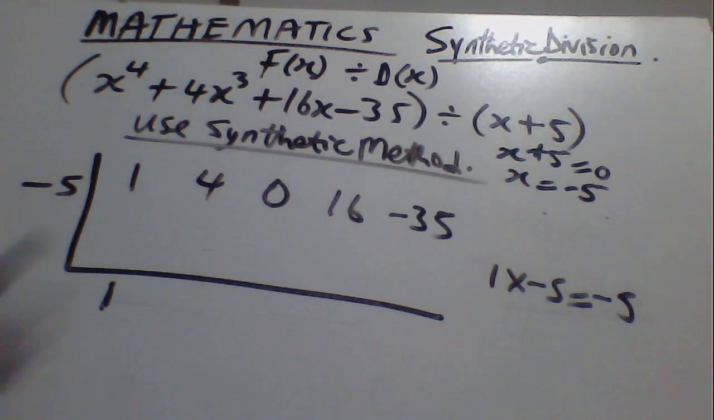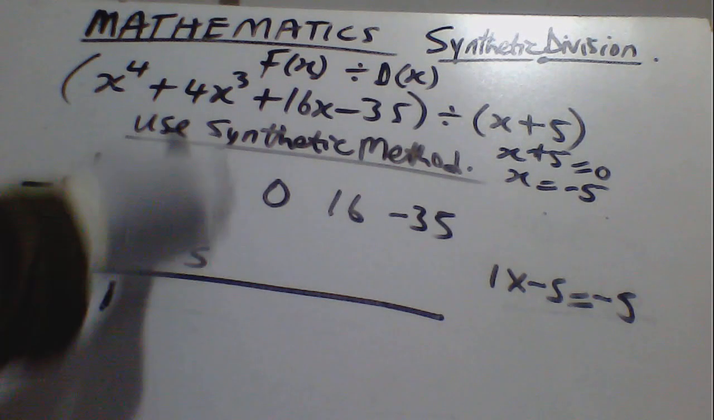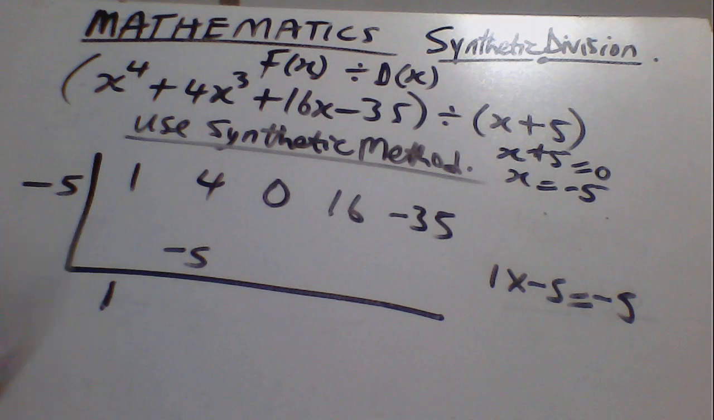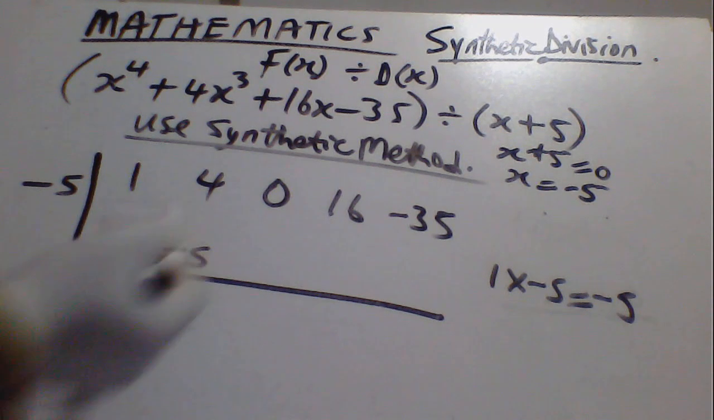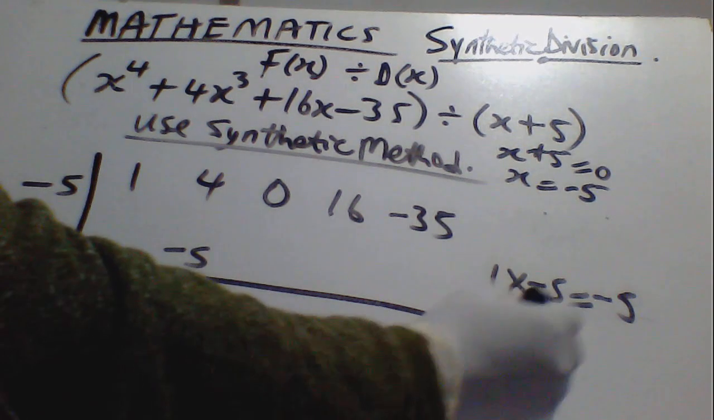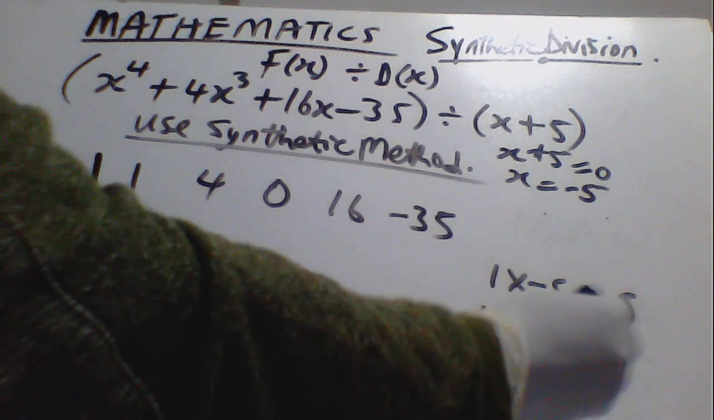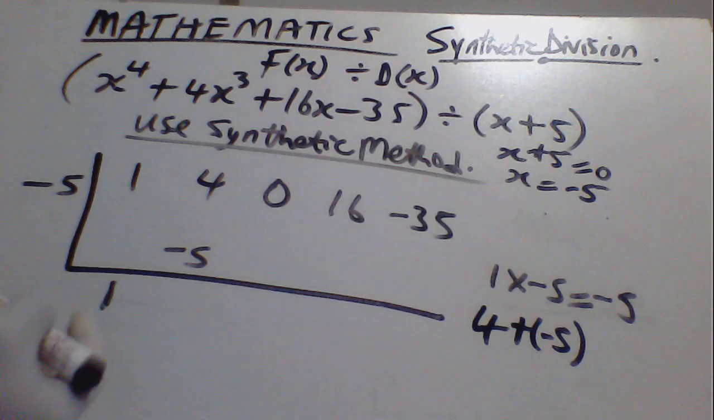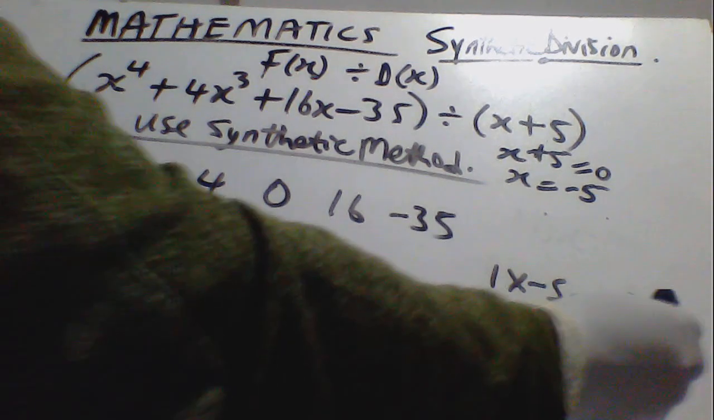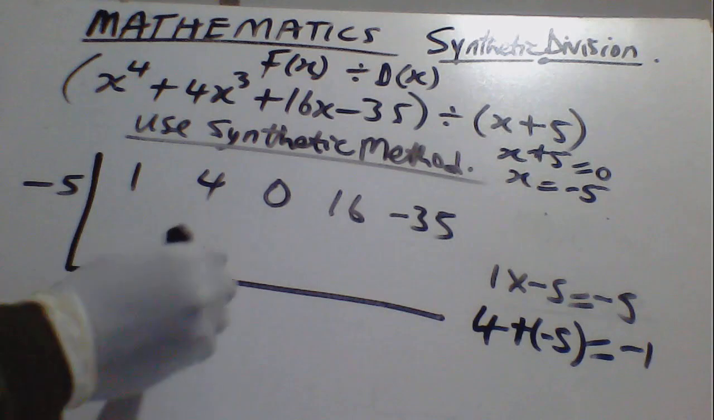Whatever you got, write it down in the next column under the next coefficient that makes up the f of x function. Once you have done that, the next thing is to add up the result. In this case, 4 plus minus 5, which is 4 minus 5, will give us minus 1. So you write minus 1 down.